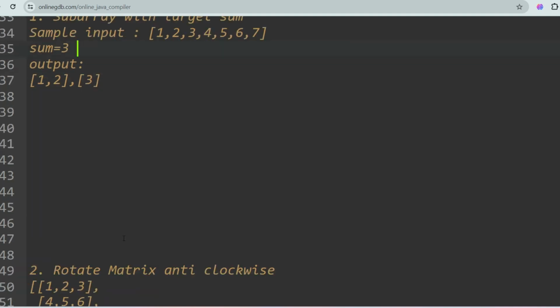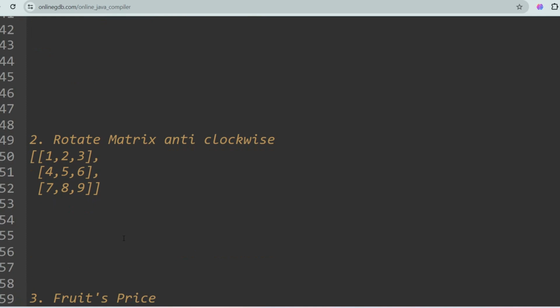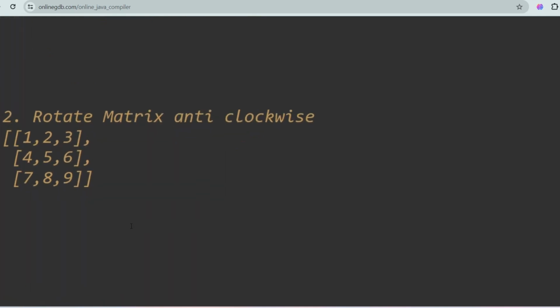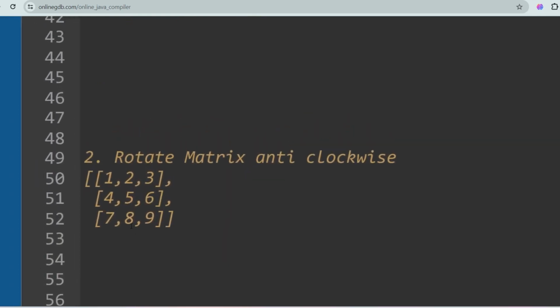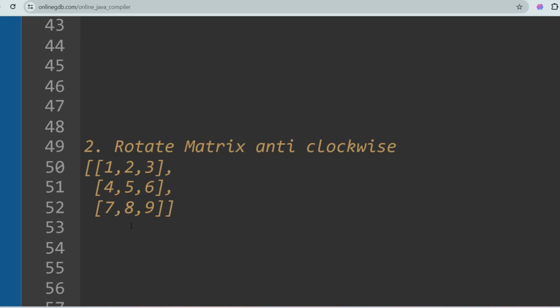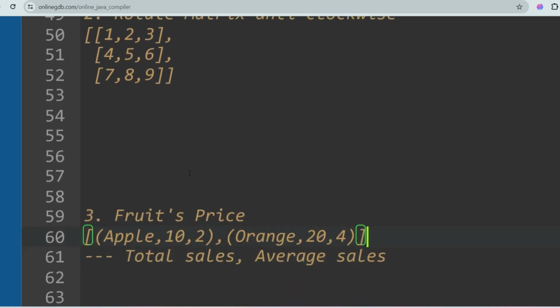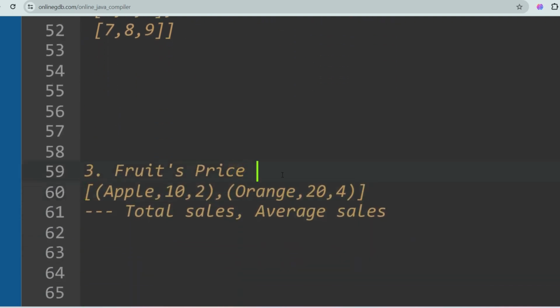Okay, so let's go to the next question, that is rotate matrix anti-clockwise. In this problem, you will be given a matrix as an input. You have to just rotate the matrix anti-clockwise. I have already solved this problem, so I'm not going to discuss it.